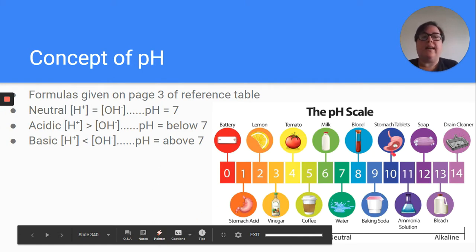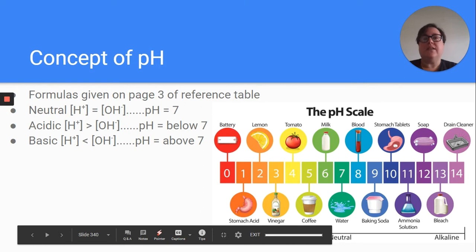And then basic has pHs above 7. So our antacids that we take to settle a sick stomach, soaps, drain cleaners, bleach, ammonia, baking soda, even your blood is basic. Now, water we say is neutral, or pure water is neutral, because it has a pH of 7. And so when we're talking about pH, we're talking about the hydrogen concentration, how much H plus is in our solution compared to, and we usually compare it to water to figure out if it's acidic or basic.